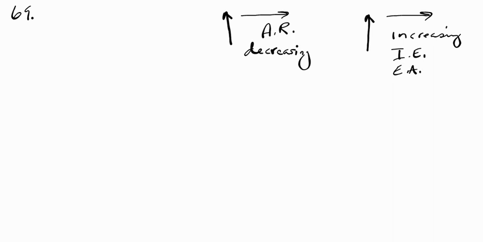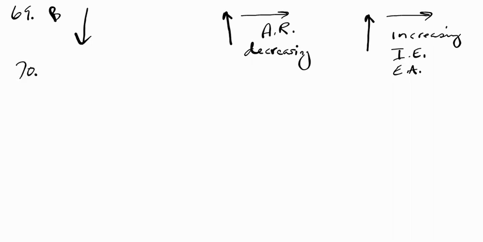So the question is, how does the atomic radius change from top to bottom? They tell you the direction. You're going from the top to the bottom. So therefore, I'm going down. Well, if going up is decreasing, then going down is increasing. So 69, it tends to increase. The answer is B.